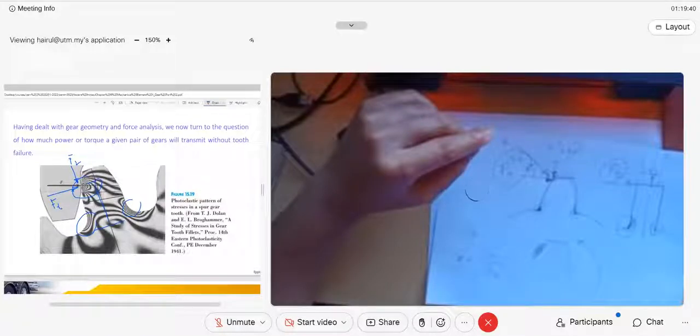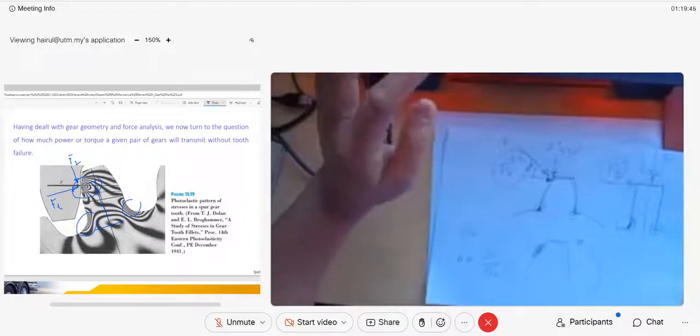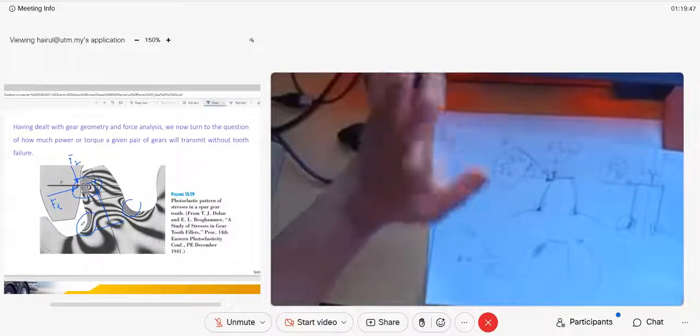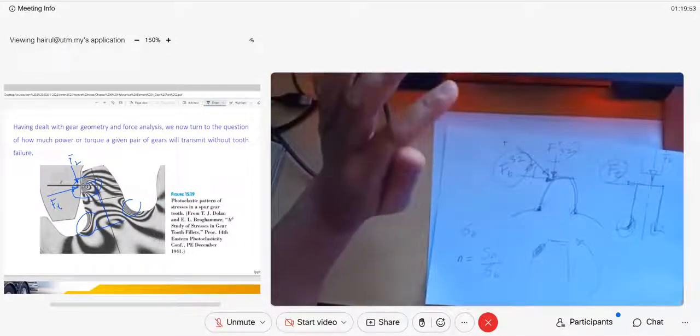One is the surface stress, which we cover later in the part 2 lecture. The other is bending stress. Okay, let's go for part 1 first. We go for bending stress. So what is this bending stress, and how do we calculate it?